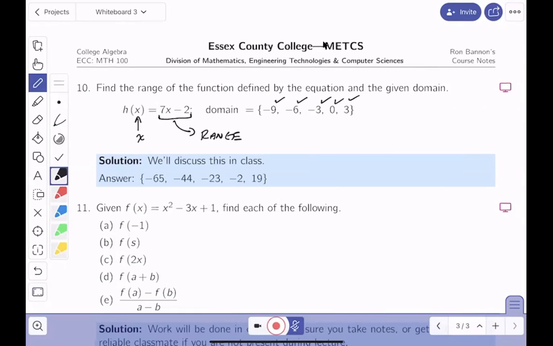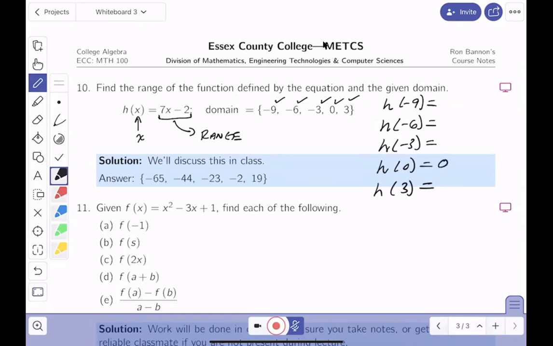Let's put this down. So I got to put down H of -9. I have to do H of -6. I have to do H of -3. I have to do H of 0. And I have to do H of 3. One at a time. And I got to be honest with you, I think it looks pretty easy to do. And the reason for that is it's just 7 times the number, minus 2. So let's write these down. I guess I want to do 0 first.